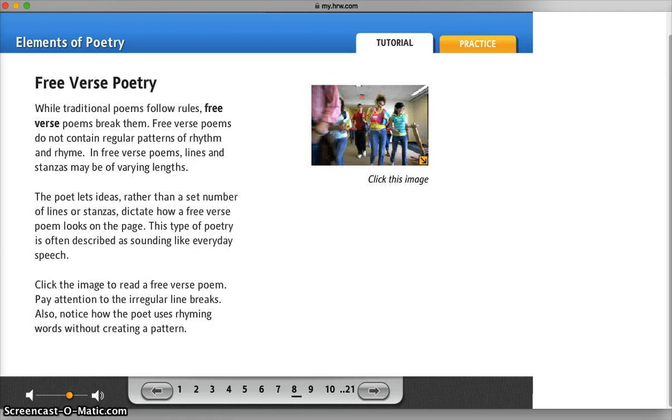While traditional poems follow rules, free verse poems break them.